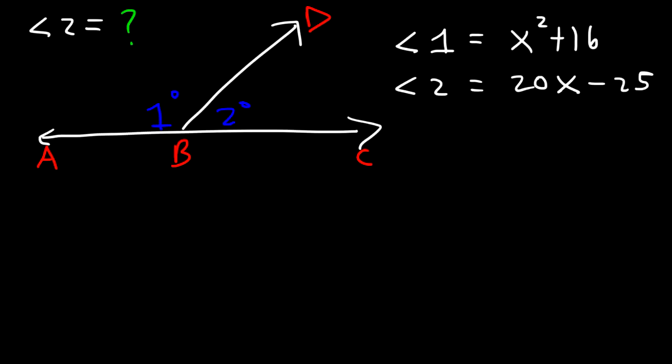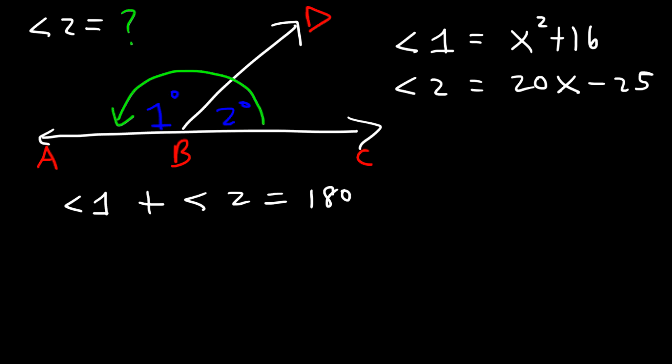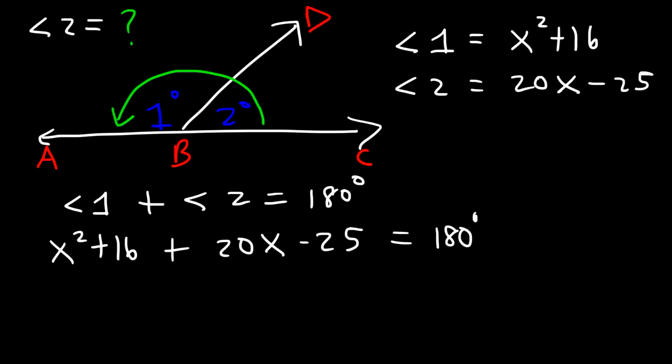Now, if ABC is a straight line, that means that angle 1 and angle 2 add up to 180. Whenever you have two angles that add up to 180, they're known as supplementary angles. So let's write an equation. Angle 1 plus angle 2 is equal to 180. Now, angle 1 is x squared plus 16. Angle 2 is 20x minus 25. So now let's simplify the equation. 16 minus 25 is negative 9.